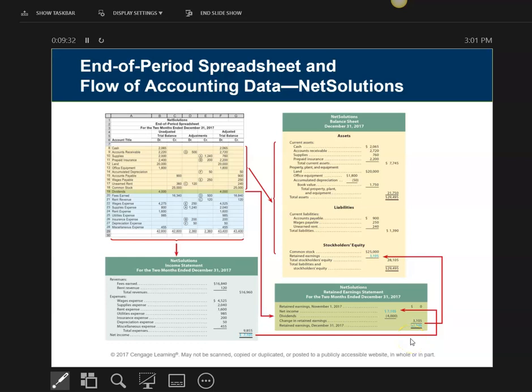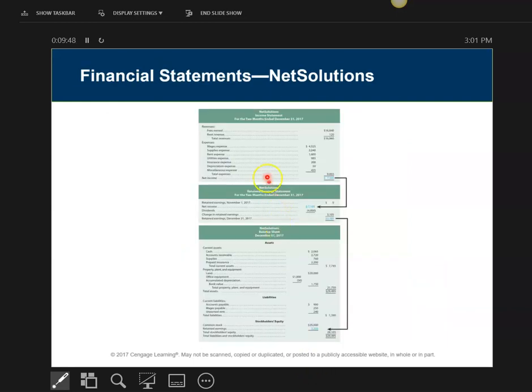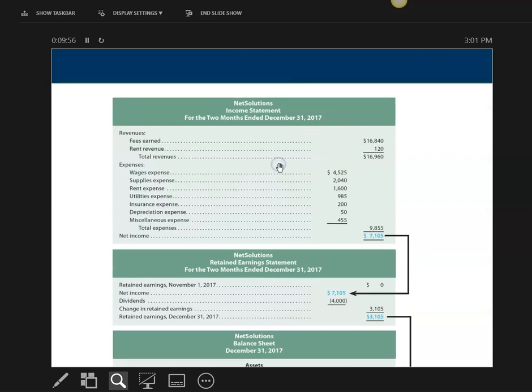So in chapter 4, after we finish our 10 column spreadsheet, which is actually right here, and I only have the last 6 columns, I now am going to be able to prepare my financial statements. And so with this information, I'm going to prepare my income statement, my retained earnings, and my balance sheet. Let me enlarge this for you guys, okay?